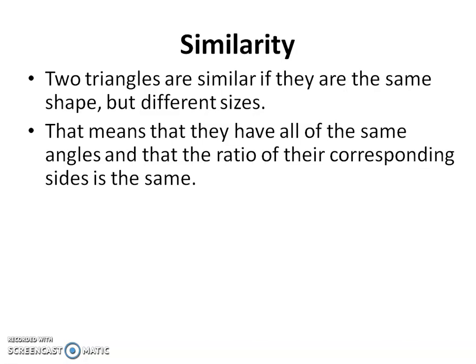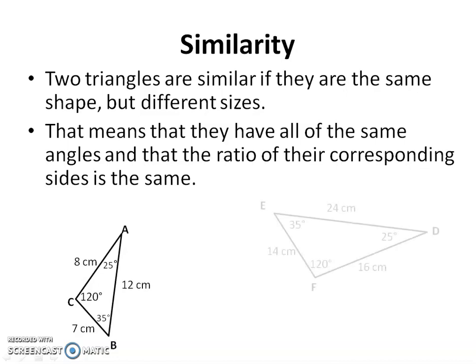A lot of words there. I'll show you what that means. The ratio, quickly, is when you divide one by the other, and corresponding means that you're comparing the ones that are in the same relative position. So for example, triangles ABC and DEF are similar, and here's why.